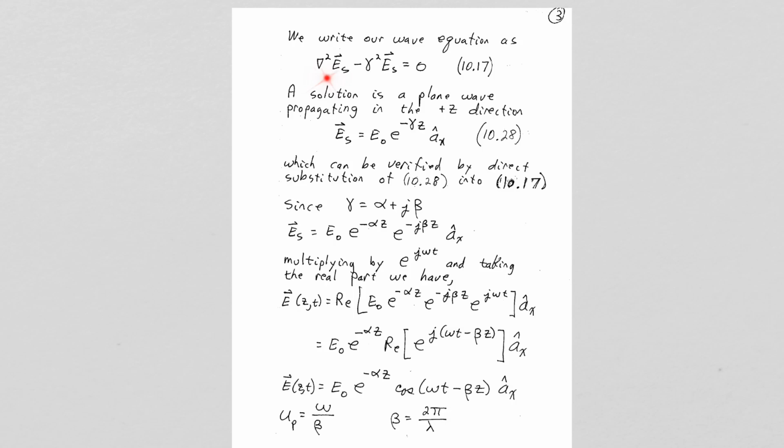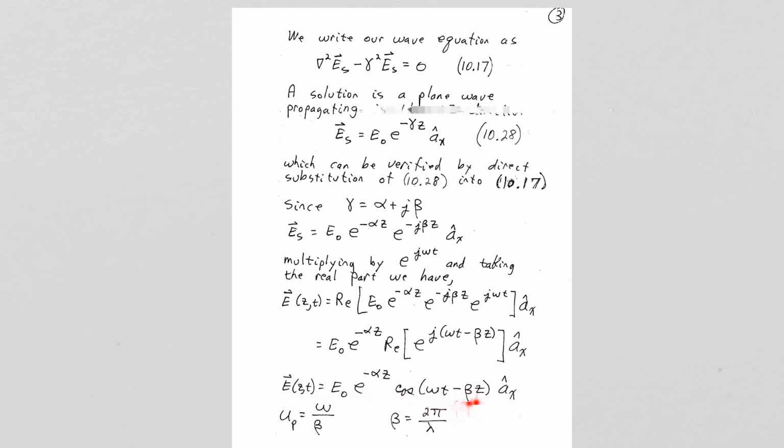This solution will play the role that our plane wave did in the lossless case. Let's rewrite gamma as alpha plus j beta in our solution, and then multiply by e to the j omega t and take the real part. So here we have the solution to our Maxwell's equations in lossy material, and we see it looks very much like the solution we had in the lossless case, except for this additional term which describes the attenuation of the wave as it propagates. The velocity with which the wave is moving is still omega over beta, and beta is still our wave number.